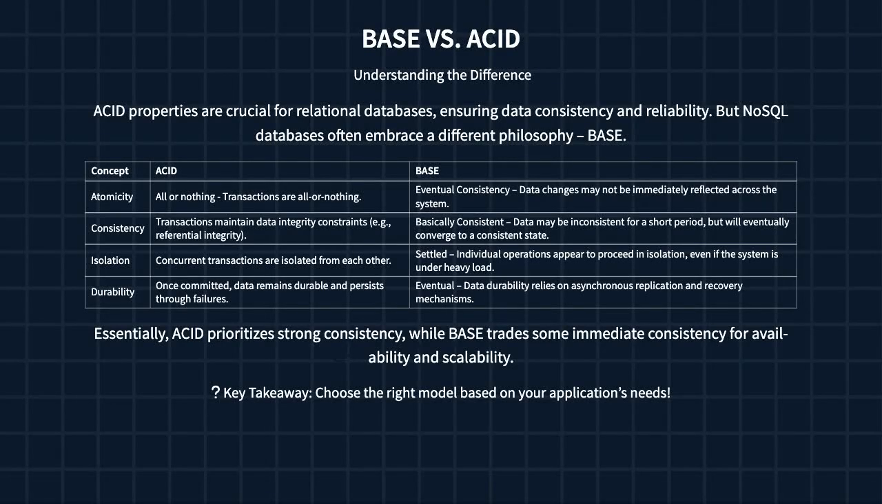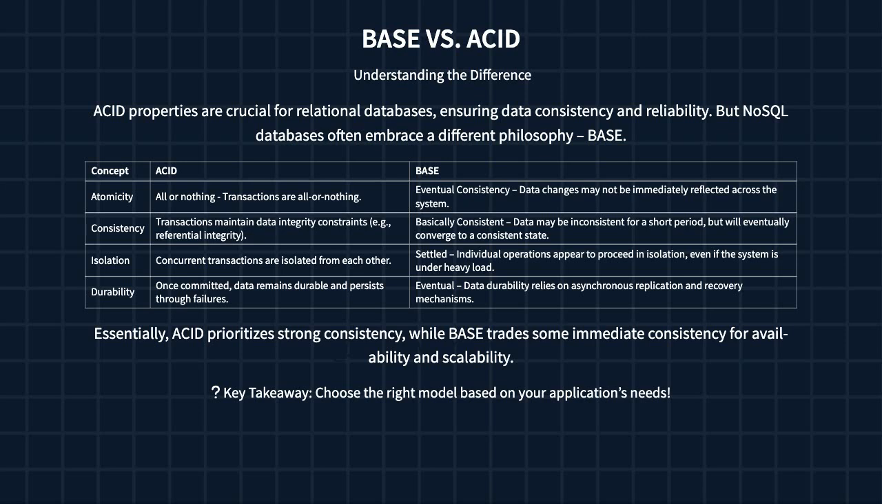Okay, let's talk about a core difference between relational databases and NoSQL. It all comes down to how they handle data consistency. ACID stands for atomicity, consistency, isolation, and durability. Think of it as the gold standard for reliability in traditional databases. Every transaction has to be completely reliable and consistent. However, NoSQL databases often use a different approach called BASE.